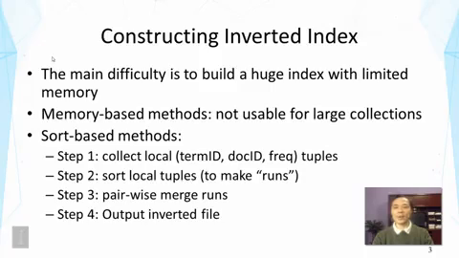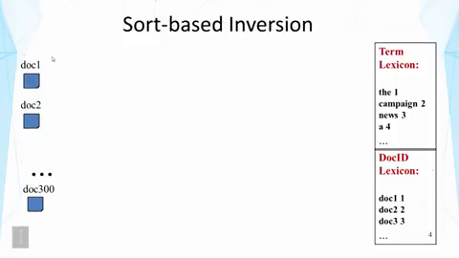And these are called rounds. And then you write them into a temporary file on the disk. And then in step 3, you would do pairwise merging of these rounds until you eventually merge all the rounds to generate a single inverted index. So this is an illustration of this method.